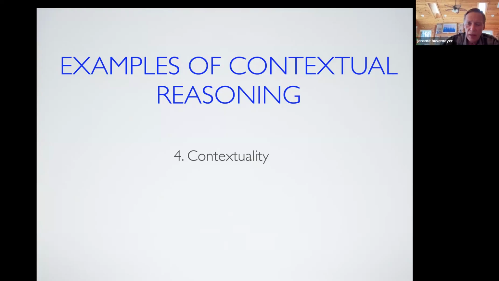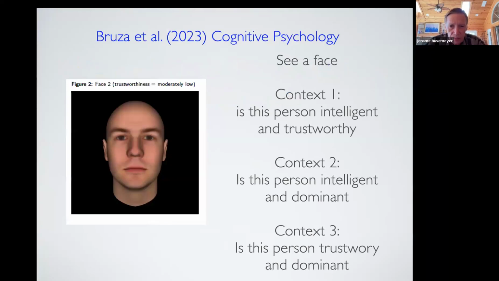So this is an example of what we call a test of contextuality. If you study quantum physics or know something about entanglement and Bell inequality tests, this is like a psychological version of a Bell inequality test. This experiment was done by my colleague Peter Bruza, in a paper published in Cognitive Psychology.